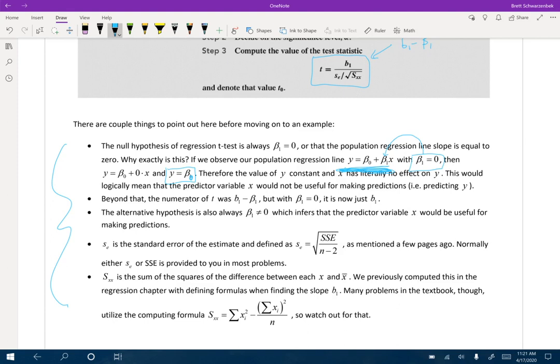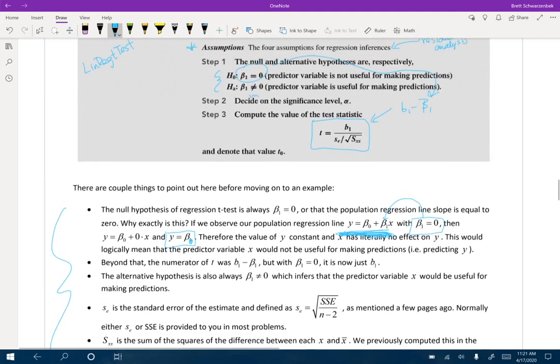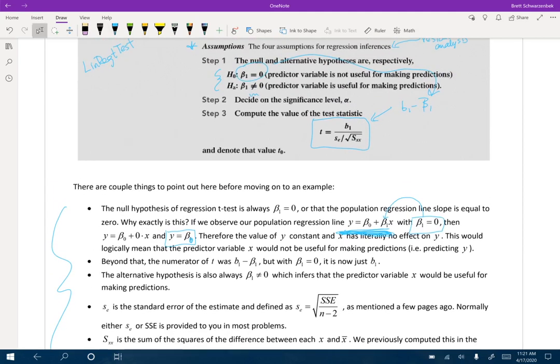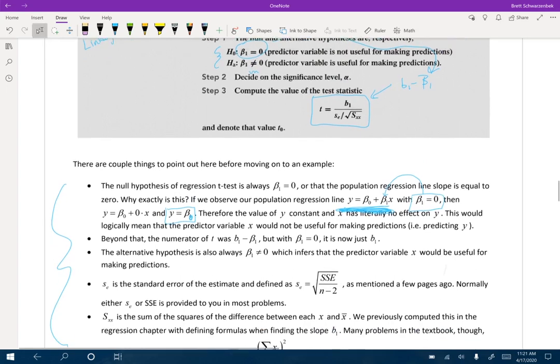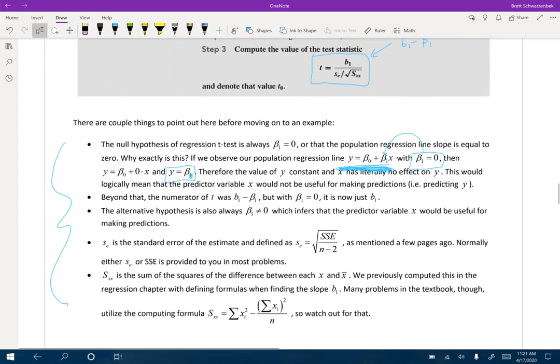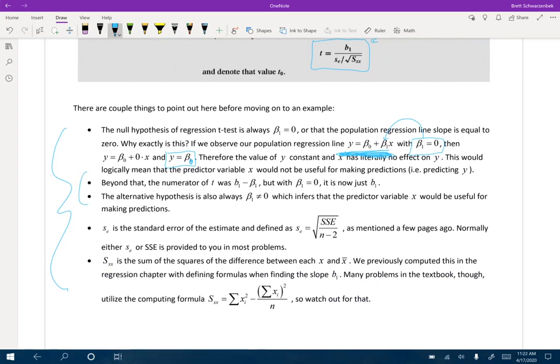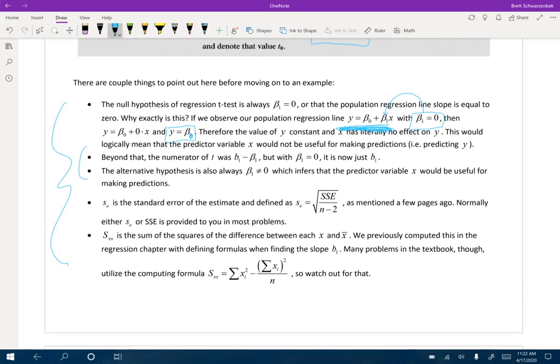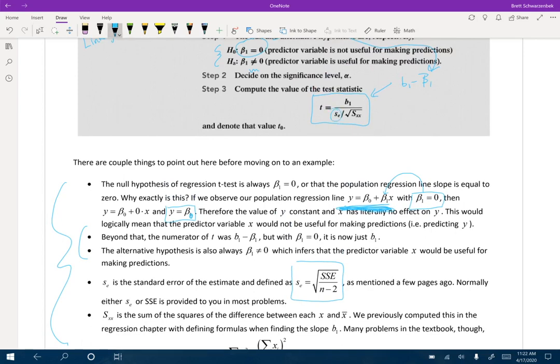So that's the theory involved with this test. If you make beta 1 equal to 0, you end up with a constant line based on the y-intercept, and there's no relationship. I just wanted to make sure you were clear with that in this scenario. We already talked about these two. Next is the standard error of the estimate, which we talked about, defined again as this. It is used to estimate sigma, which you don't really have to know per se, but that is what appears in the formula here.